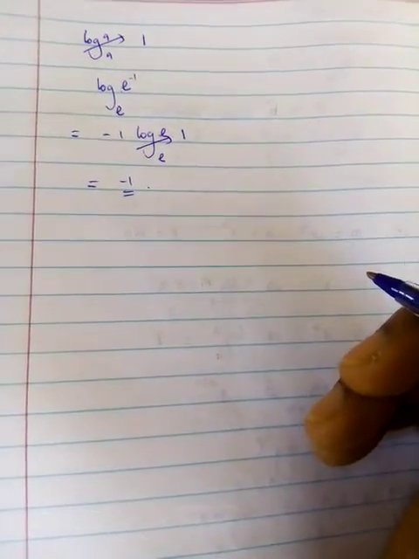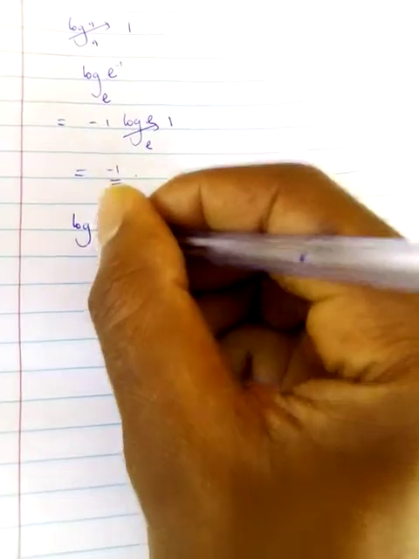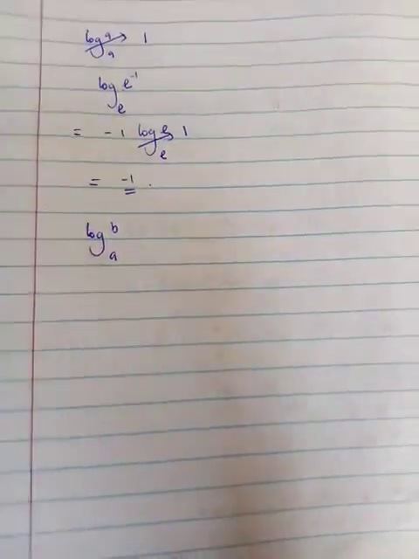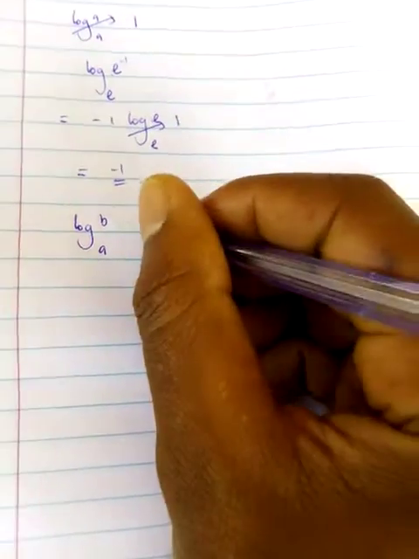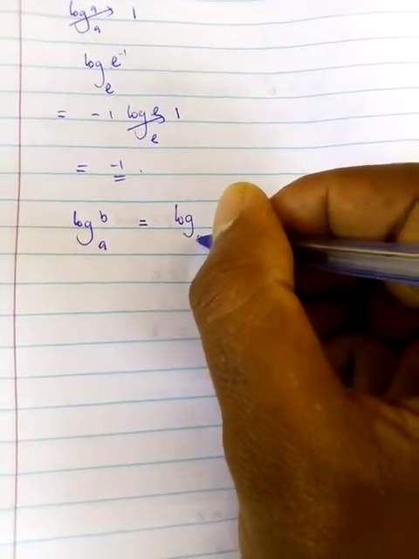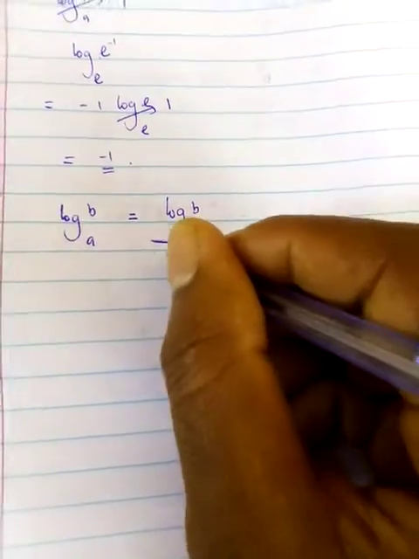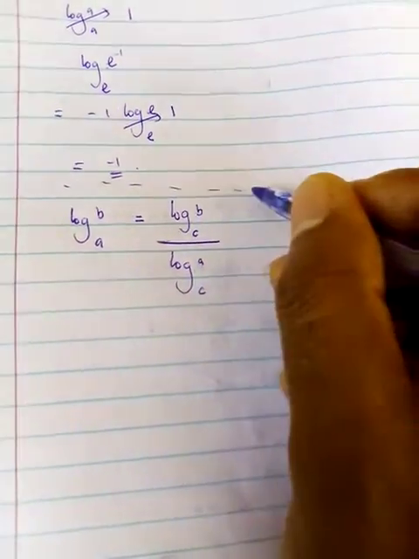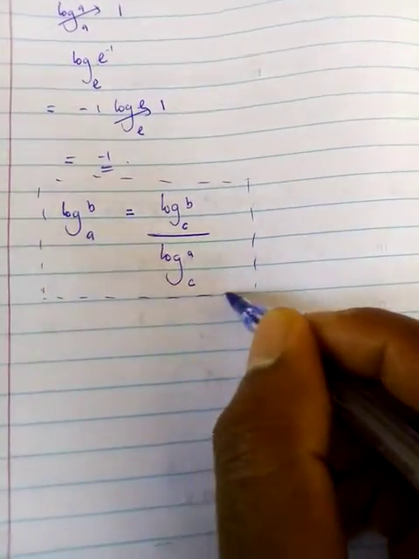But then there is now an advanced level rule. If I have log of b to base a, you need to remember this rule as an advanced level student. Log of b to the base a is the same as, I change the base, I can introduce any base here called c, log c, I maintain b, divided by log of a to the base c. This rule should be remembered.